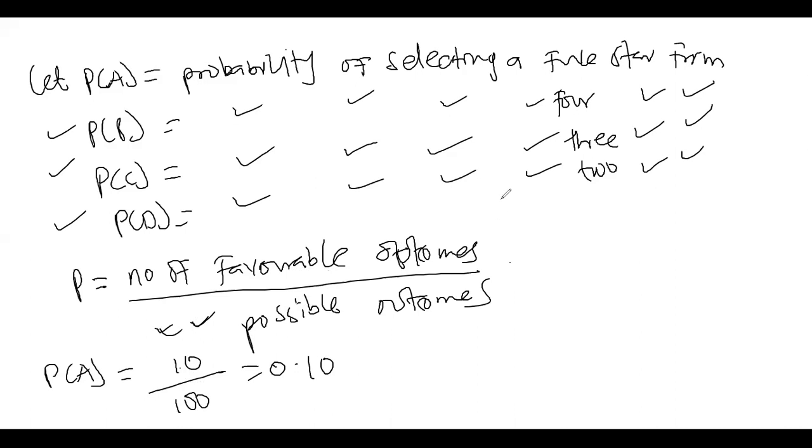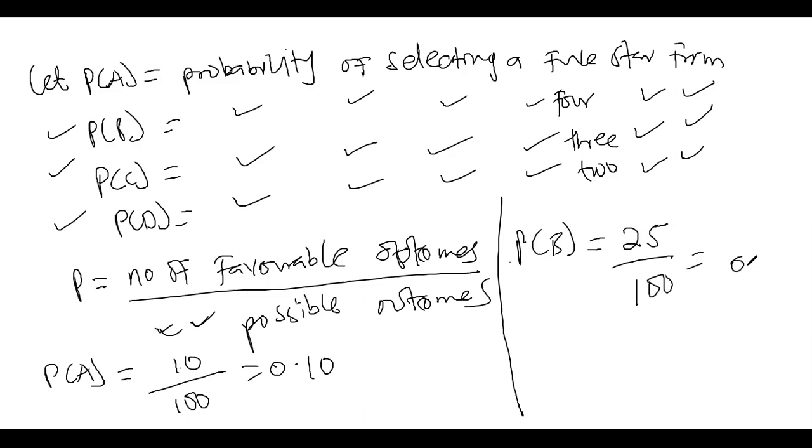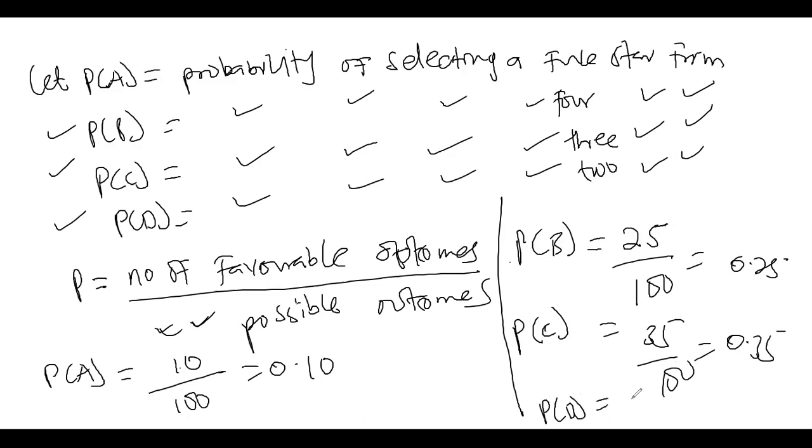So in essence, the probability of also selecting a 4-star firm will be the total of 4-star firms, that is 25, over the total number of firms, that is 100. So we have 0.25. The probability of selecting a 3-star firm obviously will be 35 over 100, which is 0.35. And finally, the probability of selecting a 2-star firm will be 30 over 100, which is 0.30.